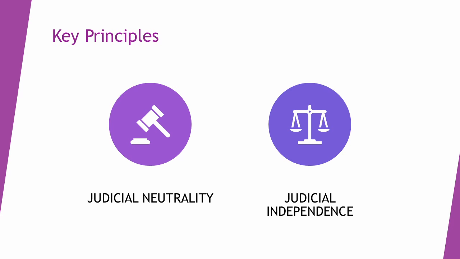The key operating principles of the Supreme Court are judicial neutrality and judicial independence, which ensure fair and impartial judgments free from external influence. Judicial neutrality is the principle that judges must remain impartial and base their decision solely on legal reasoning rather than personal or political beliefs. Judicial neutrality is upheld through a strict code of conduct, professional ethics, and the expectation that judges recuse themselves from cases where a conflict of interest could arise.